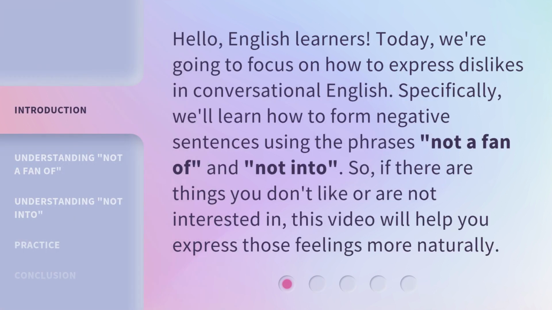Hello, English learners. Today, we're going to focus on how to express dislikes in conversational English. Specifically, we'll learn how to form negative sentences using the phrases not a fan of and not into. So, if there are things you don't like or are not interested in, this video will help you express those feelings more naturally.